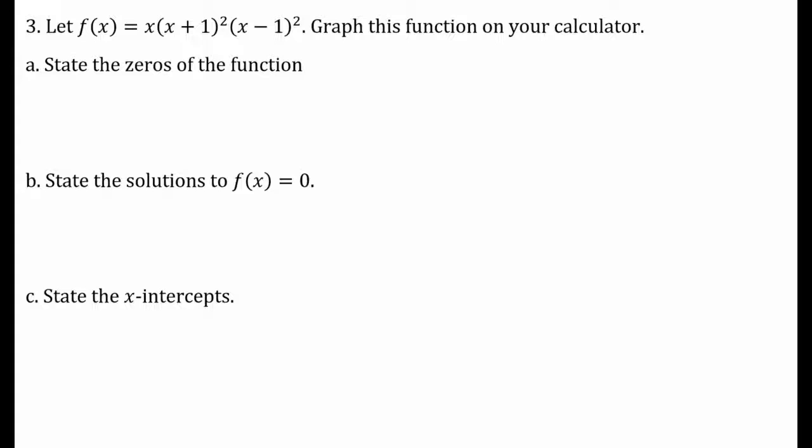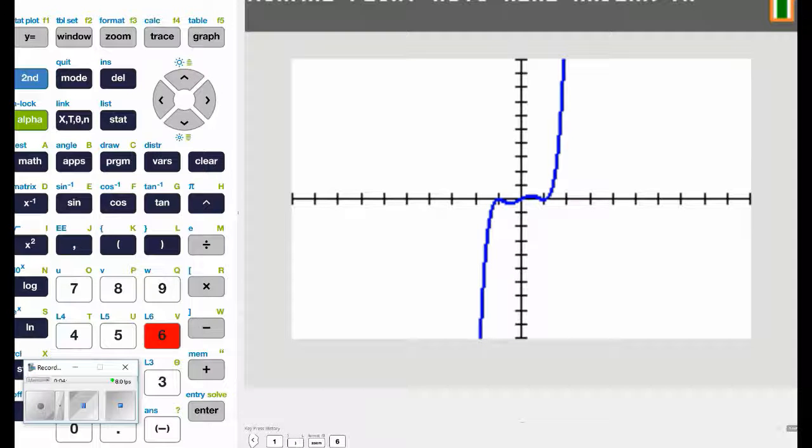Number 3, let f of x equal x times x plus 1 squared times x minus 1 squared. Graph this function on your calculator. State the zeros, state the solutions to f of x equals 0, and state the x-intercepts. So let's graph this function. So I graph that function on my TI-84, and I see the behavior of this graph here.